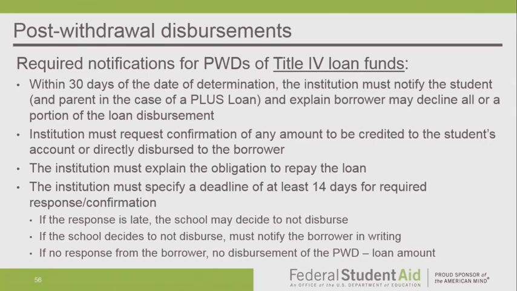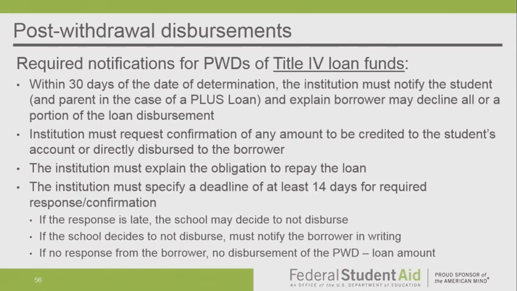You have to request confirmation of any amount that's to be credited to the student's account or directly disbursed to the borrower. They need to confirm back to you that they do want that offer. You have to explain to them that this is a loan, you're going to have to pay it back. And you need to give them an opportunity to consider that offer of a PWD. You have to give them at least 14 days to respond.